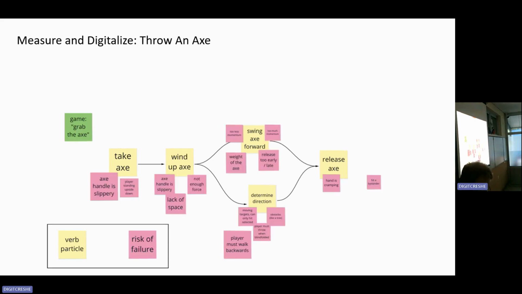So this is what the other students came up with. So difficulty: could the X be slippery, or the player standing upside down, which is a funny idea. But you could imagine a game world where everything is upside down. Wouldn't the X also be upside down? Good question. I don't know, but you could get creative there.